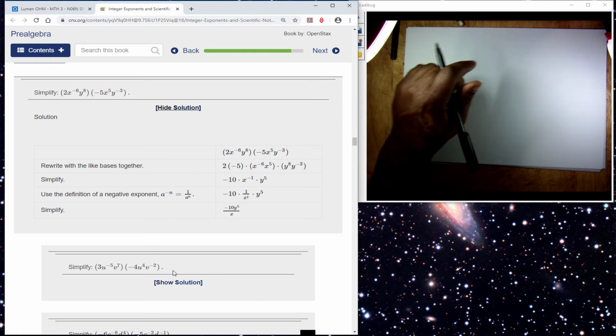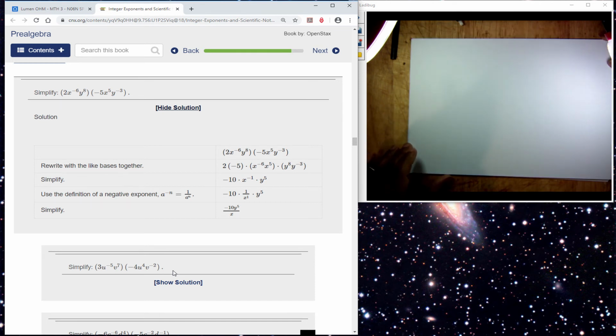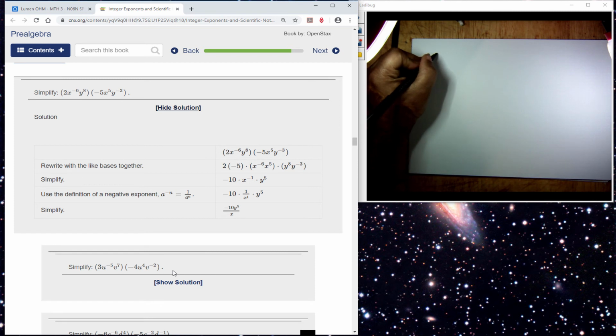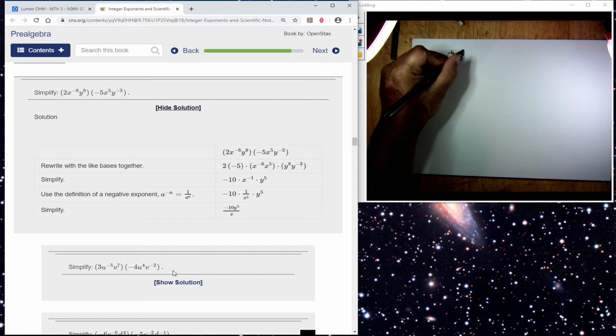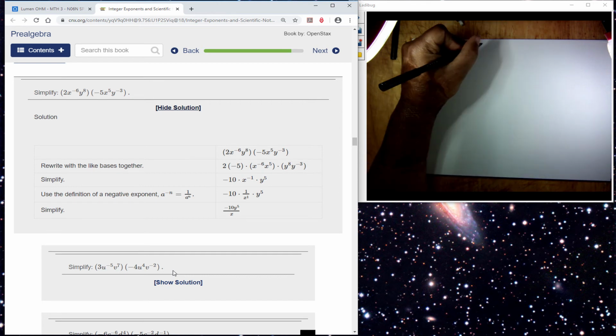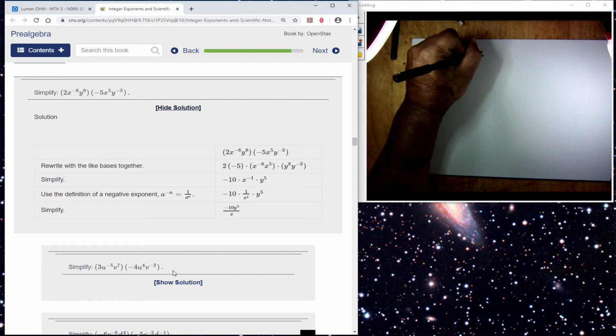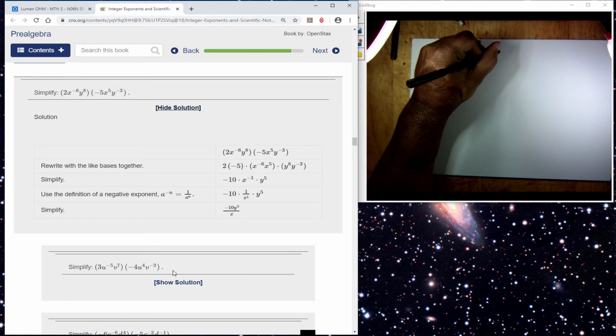Here we're multiplying. We have 2x to the minus 6, then I have here times y to the 8th, negative 5 x to the fifth, y to the minus 3.